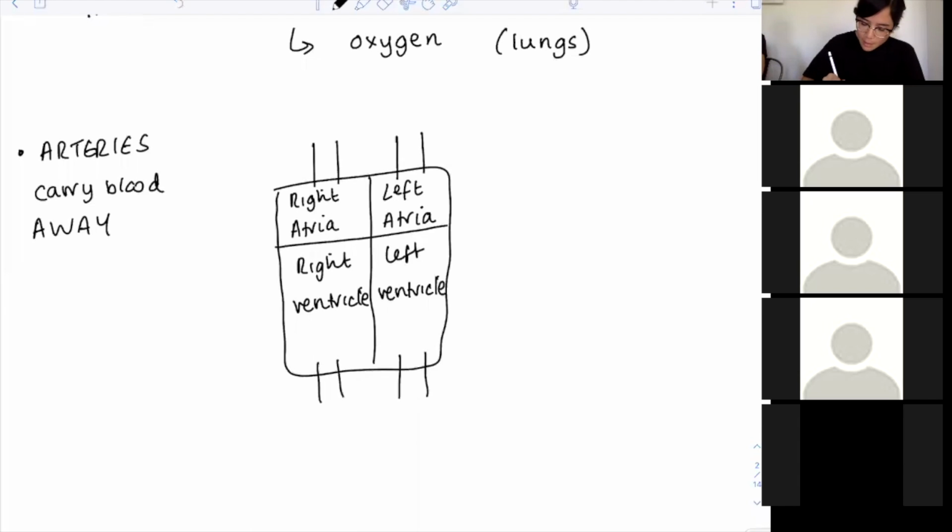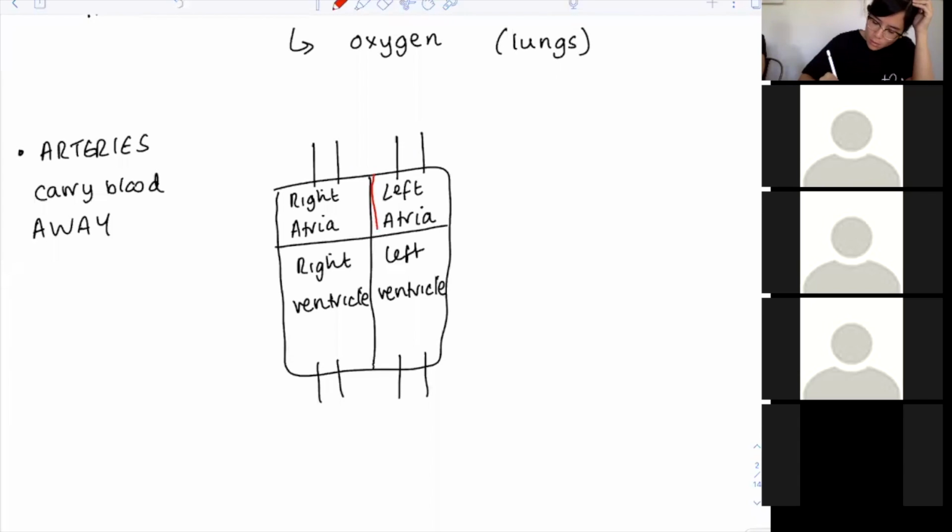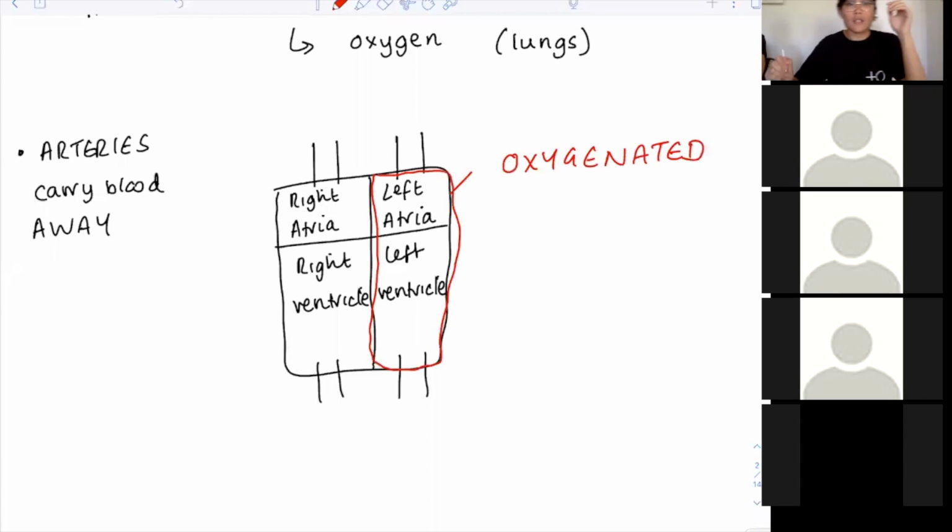The next thing to mention is that the heart is, although it's in 4 chambers, it's effectively split into 2 halves. And I'm just going to use red to show this. So the left side is really what we describe as being the oxygenated side. So blood flowing through the left side of the heart will be oxygenated.